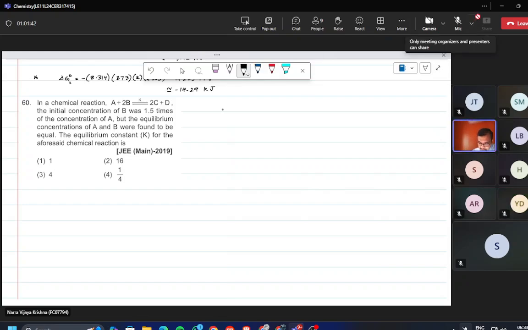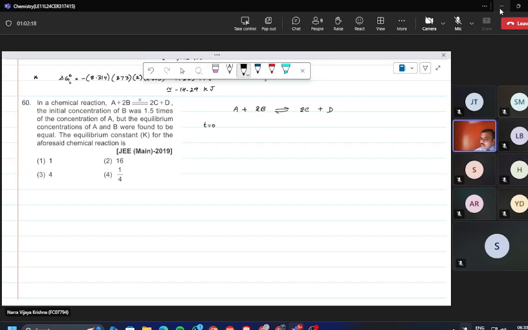Here what we have done. A plus 2B gives rise and form 2C plus D. Initially what they said, sir? Initial concentration of B was 1.5 times of A. Can I assume concentration of A as 1? Then B will be 1.5. Your choice. Or if you consider it as A, then it will be 1.5A. Whatever you want, you assume. If I assume 2, then it becomes 3. Your choice, nothing wrong.